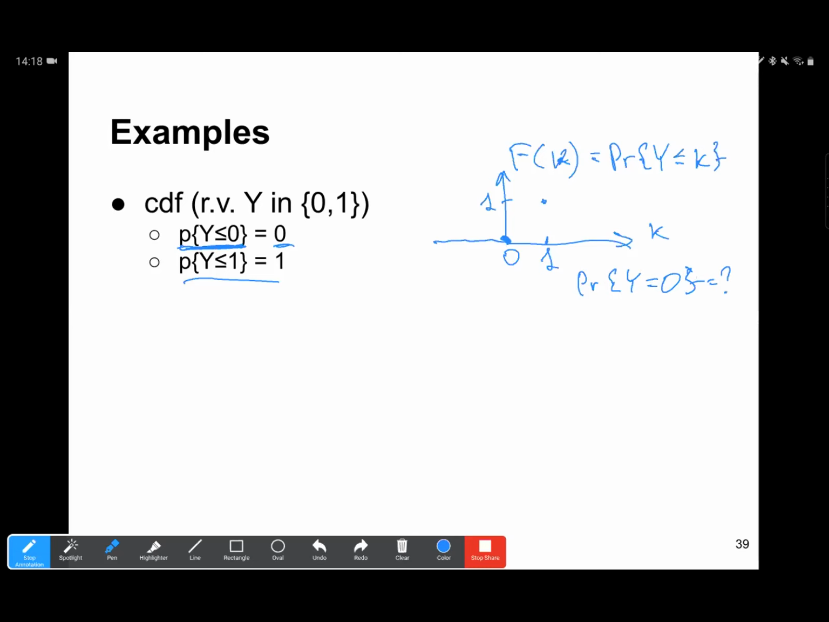In words, this random variable is never smaller or equal to 0. In particular, it is never equal to 0, meaning that, yes, this probability is 0. The probability that it is equal to 0 is 0. What is the probability that this random variable is equal to 1?